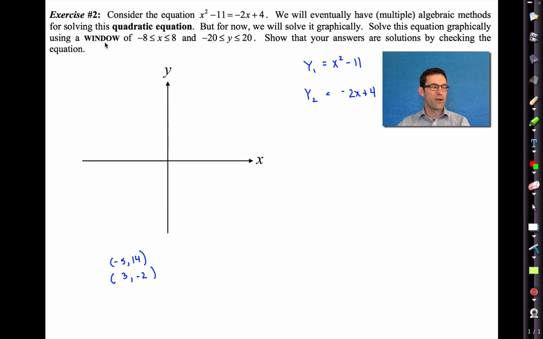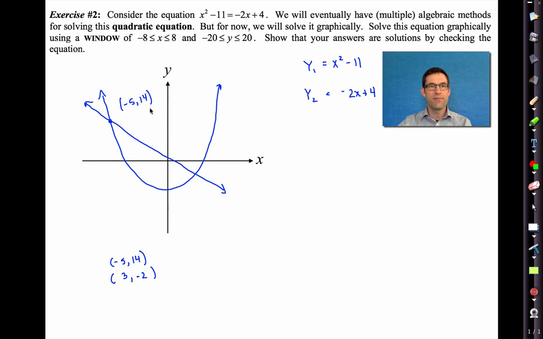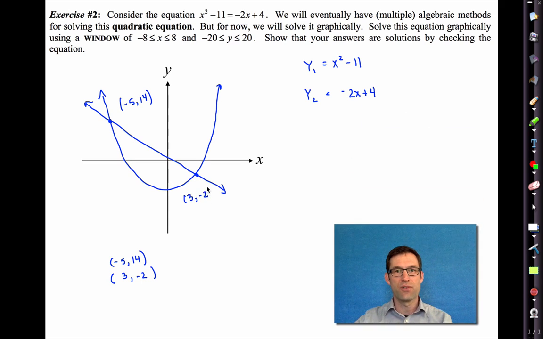All right. I graphed this beforehand, so I know what it looks like. Oh, that is not what it looks like, though. Graph and parabolas. So that is a nice looking parabola. Something like this, right? So we had those 2 intersection points. One was at negative 5, 14. And one of them was at positive 3, negative 2.